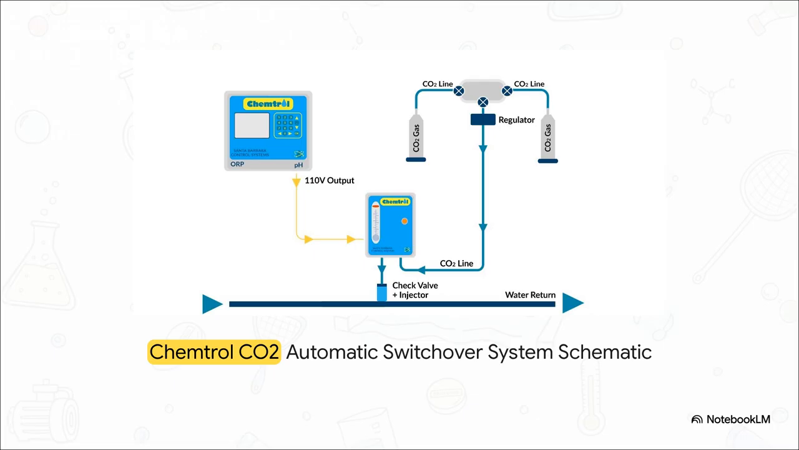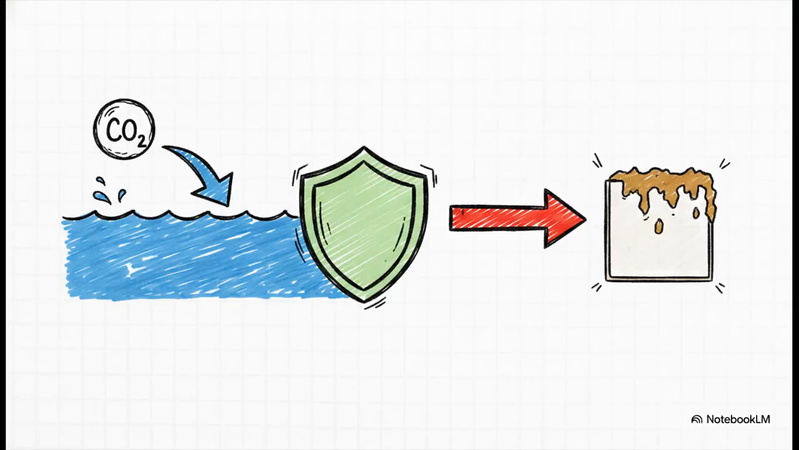The second the pH gets too high, boom, a valve opens and injects CO2 directly into the return line. Super precise, totally automated. But hold on a second, because there is a massive catch here. Injecting CO2 can actually increase your alkalinity over time. As it lowers the pH, that carbonic acid eventually shifts back into bicarbonate alkalinity as the pH naturally rises again.